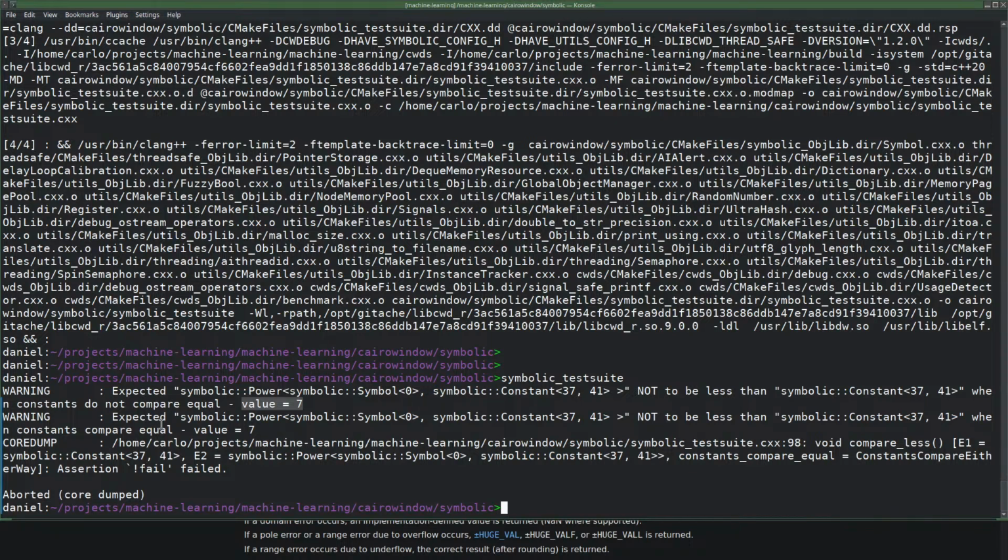Whether or not constants compare equal. So value 7 accidentally picked up the comparison of a power with this constant. Hello.